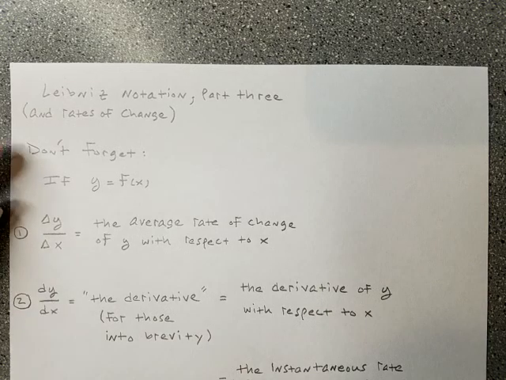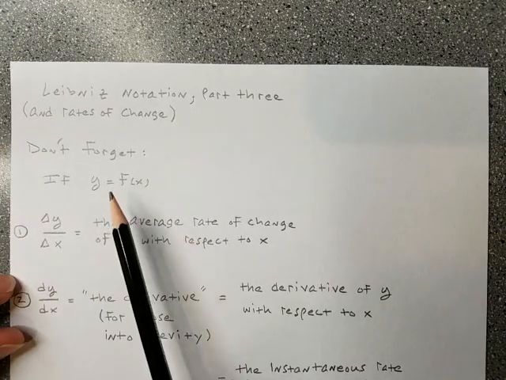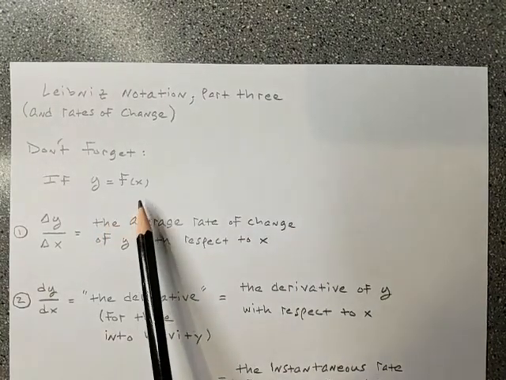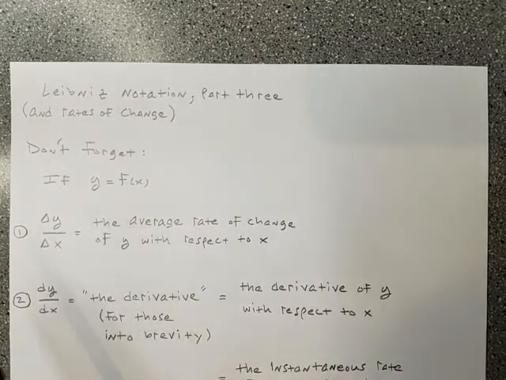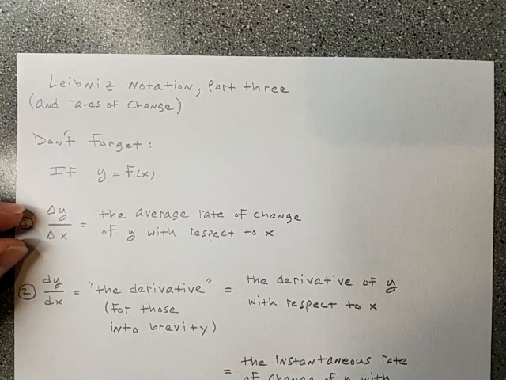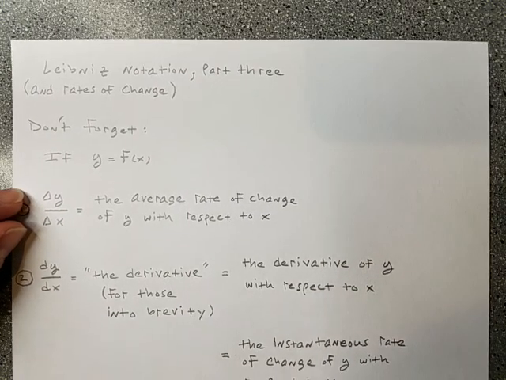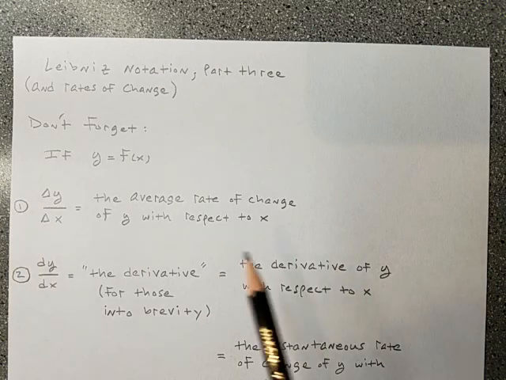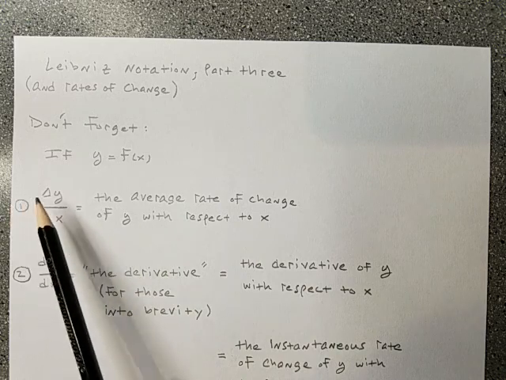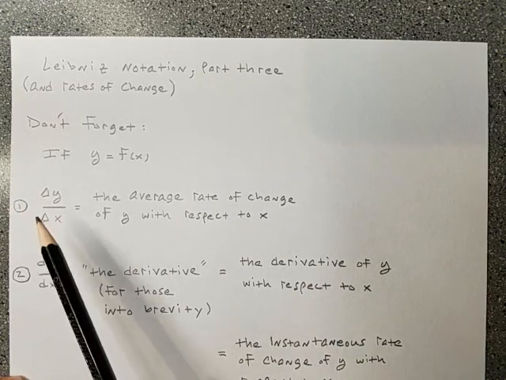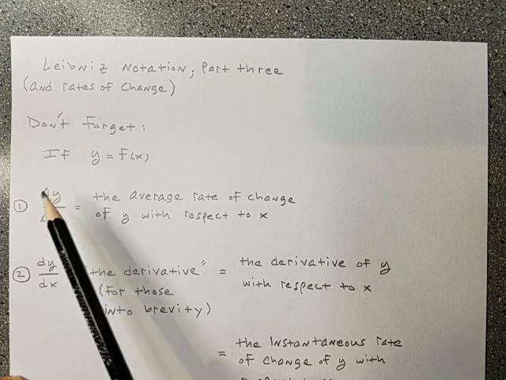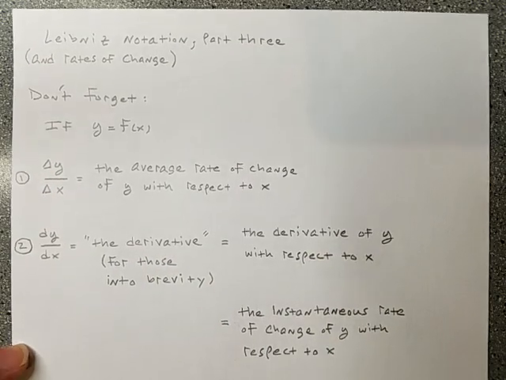Okay, so suppose that y is a function of x. All that means is that there's some formula where you plug x in and you get y back out. Then delta y over delta x, which is something that we calculated in previous videos, is called the average rate of change of y with respect to x. The delta means change. We measured the changes in y and x and we divide them. That's what that is, all right?